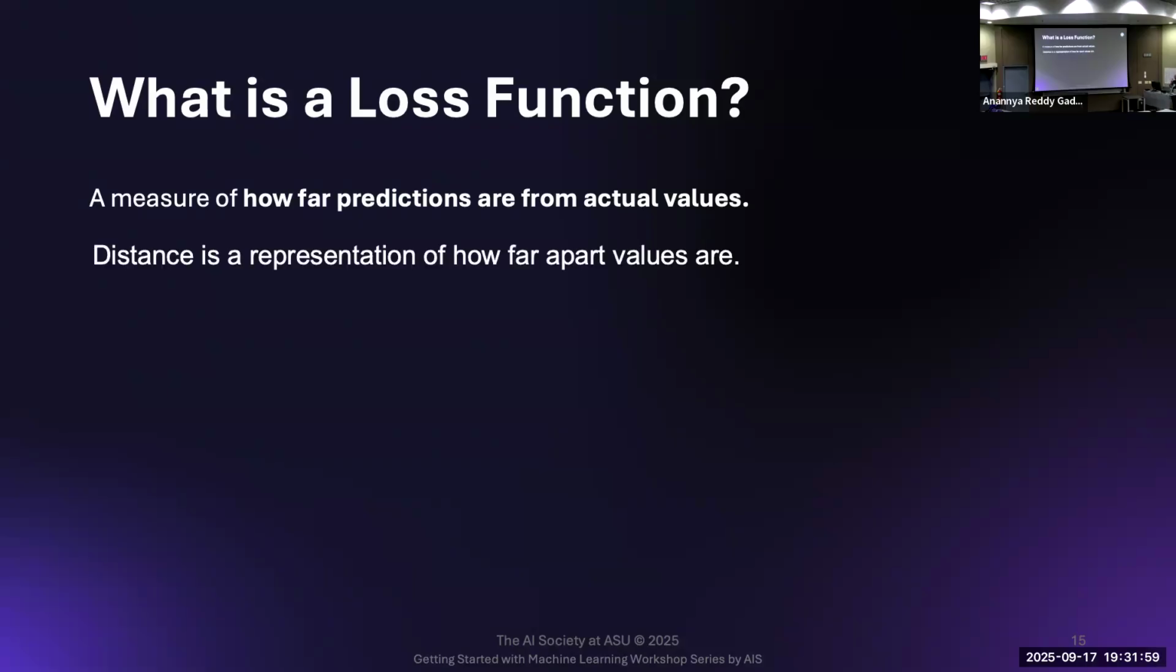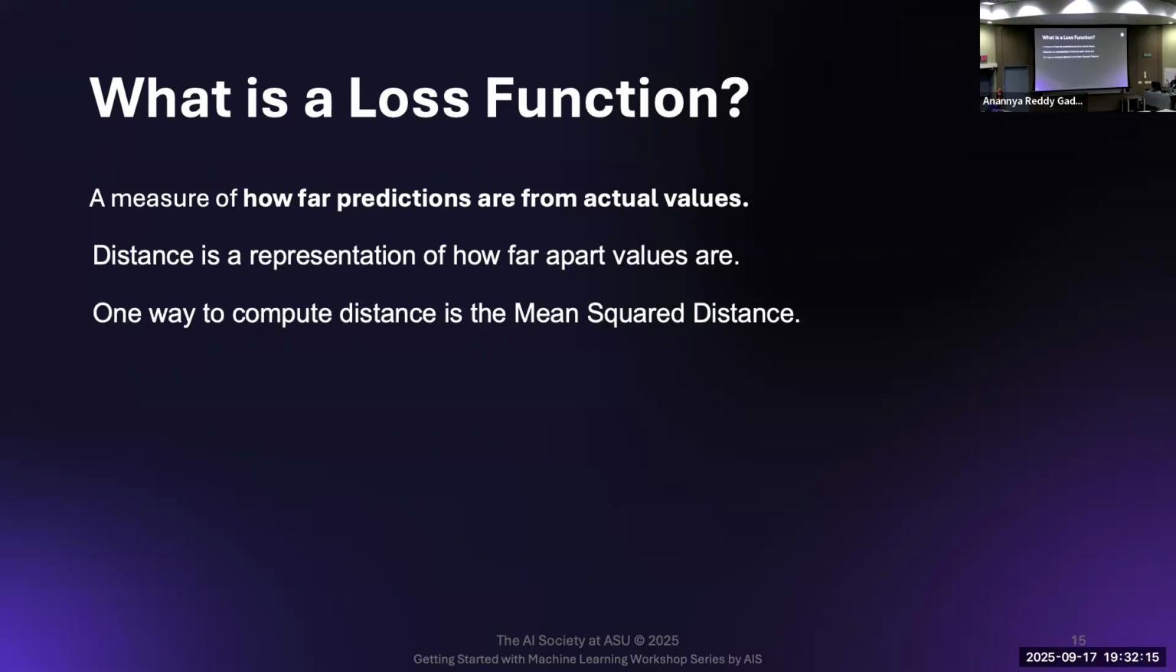So the distance is a representation of how far our values are. As you saw in the visual representation, we determined it by using a line. So that's the distance. Basically, we call that error. We'll get into it in more detail.